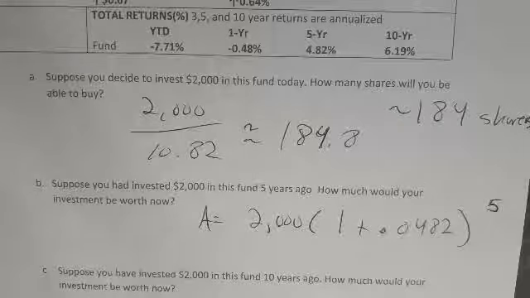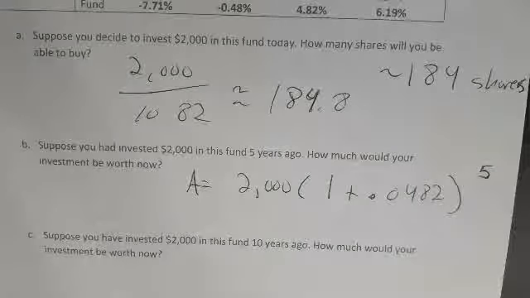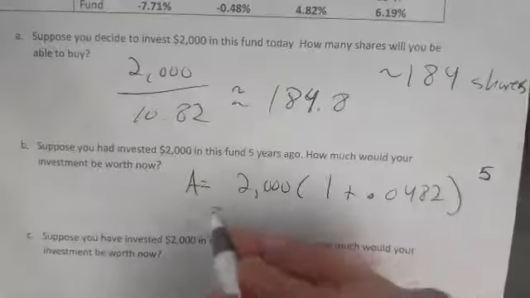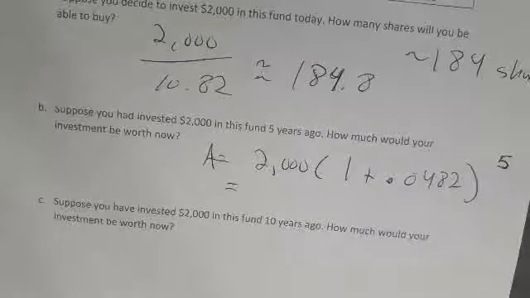I did not do that correctly in my notes, so let's do this correctly. I want to do 1.0482, raised to the fifth, which gives me 1.265, in that ballpark. Then I'm going to multiply it by 2,000. I've done a few examples like this, so you should know the order of this, hopefully. This should give me 2530.76.